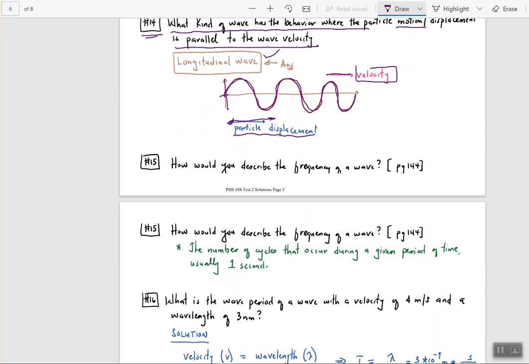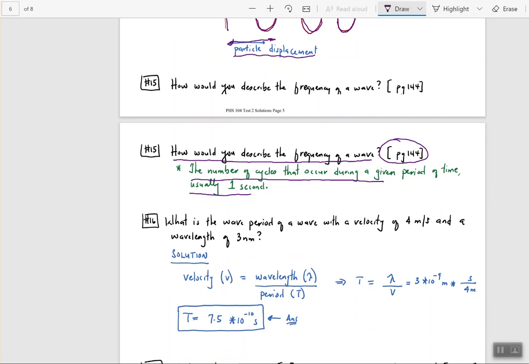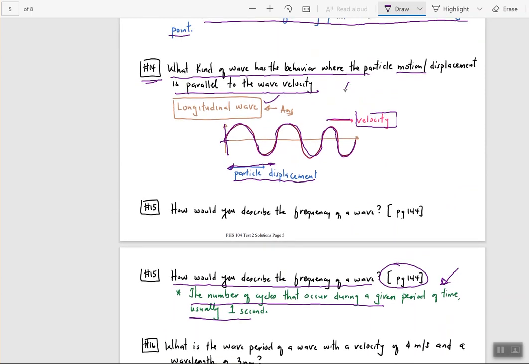Number 15 is asking us, how would you describe frequency of a wave? And again, you can find more information on page 144. It's the number of cycles that occur during a given period of time, usually 1 second. That's typically how you would define the frequency of a wave. Now, these questions are really given to you to see how you can identify certain definitions, or how you can explain or know what certain terms mean.